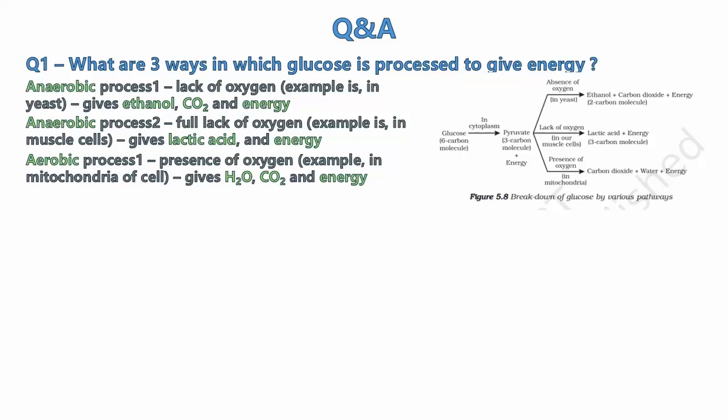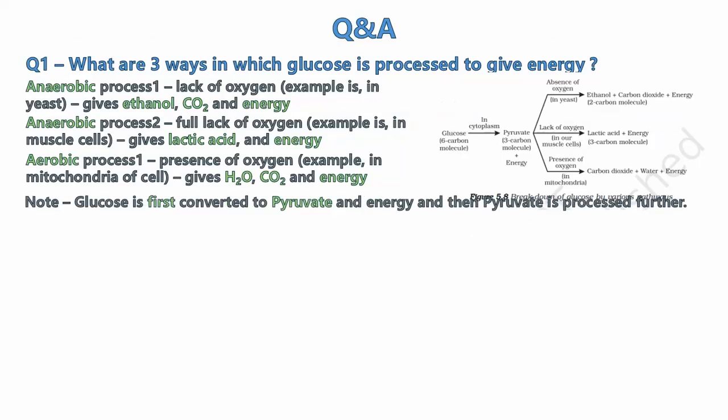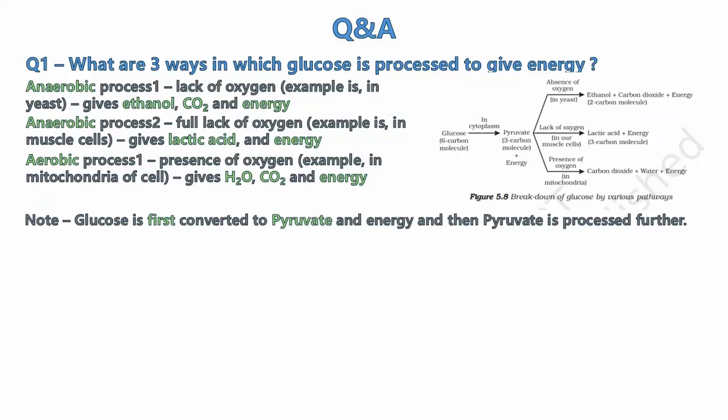So whatever air you breathe in has oxygen, and it is transported by the blood and given to each of the cell. In the mitochondria of the cell, this oxygen reacts with glucose, right, to give you water, carbon dioxide and energy. Okay, these are the three methods in which glucose is processed. Note, glucose is first converted to pyruvate and energy, and then pyruvate is processed further. That is one thing we have to note. Glucose in the cell is first transformed to pyruvate plus some energy, and this pyruvate is further processed.